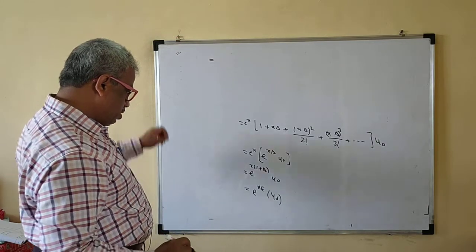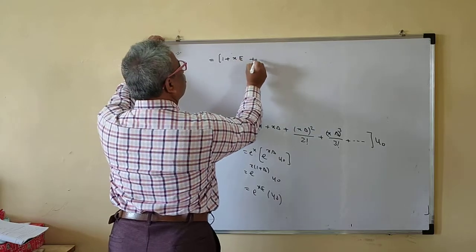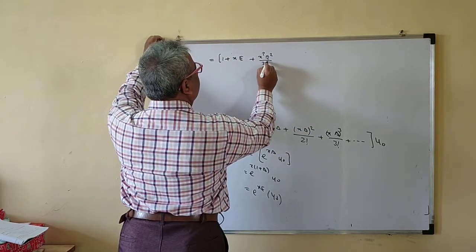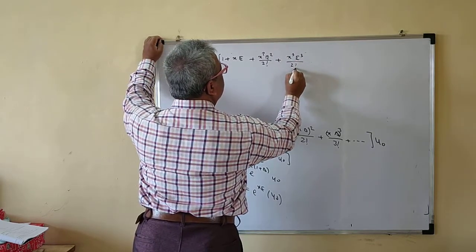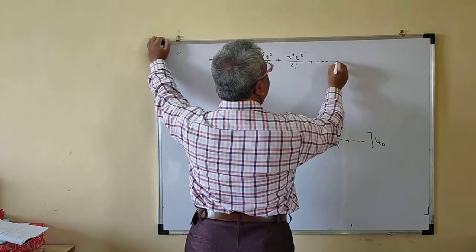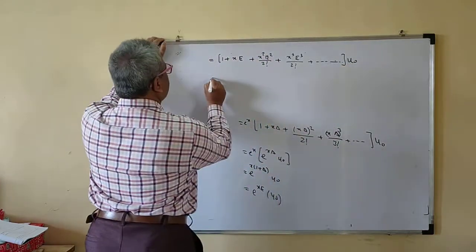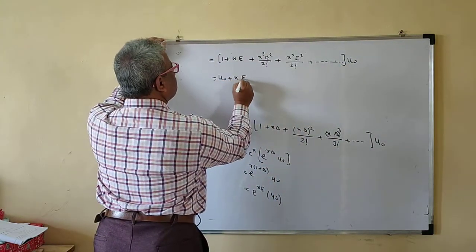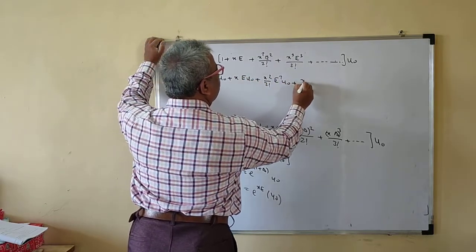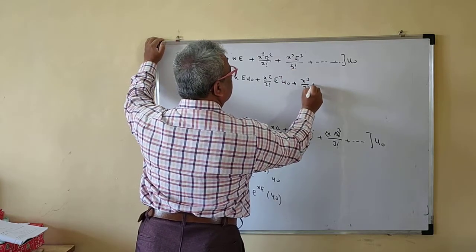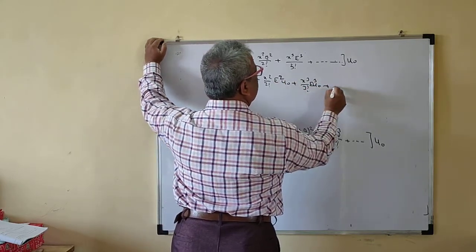So what do we get then? This is what we'll expand. This is 1 plus xE plus x square E square upon 2 factorial plus x cube E cube upon 3 factorial plus dot dot dot, applied on u naught. So this is u naught plus x E u naught plus x square upon 2 factorial E square u naught plus x cube upon 3 factorial E cube u naught plus dot dot dot.